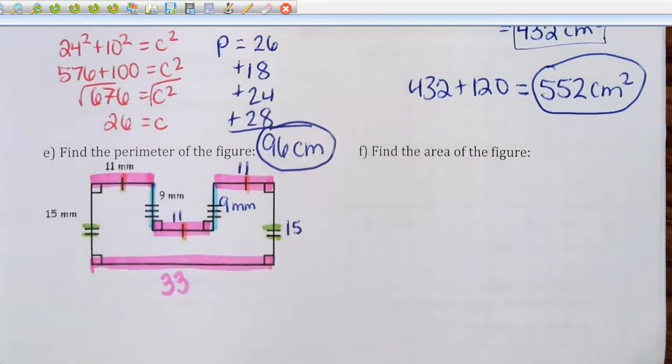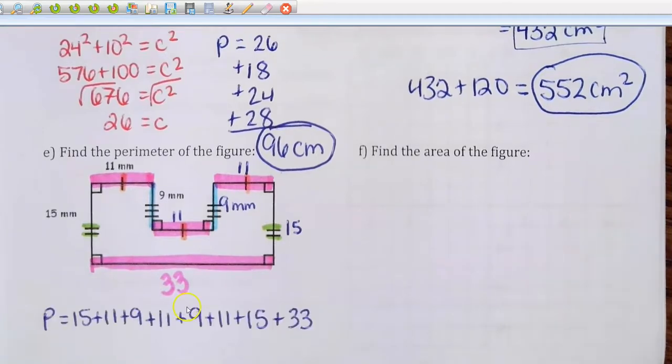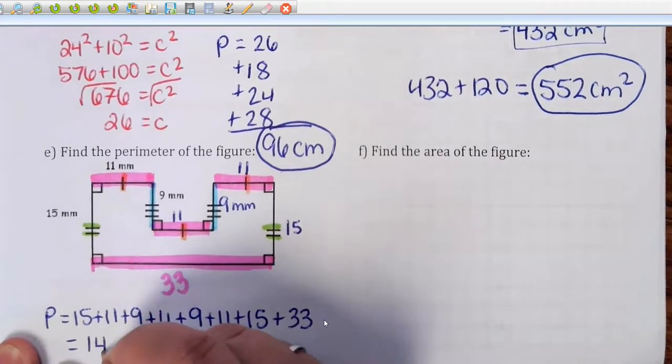And then what we're going to do is go around the outside and add each of the sides and get the perimeter. So I'm going to pause it and write it down. Be real careful when you do this that you don't double count any of the sides. So I just started right here. I went 15, 11, 9, 11, 9, 11, 15, 33. I added all those up, and you should get, as the perimeter here, 114 millimeters.